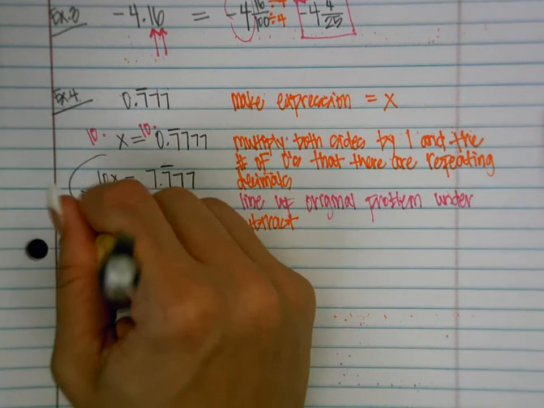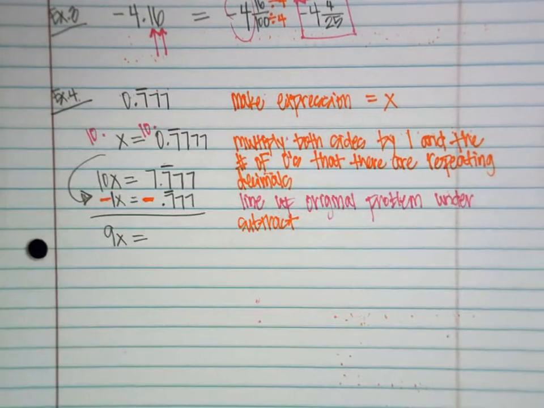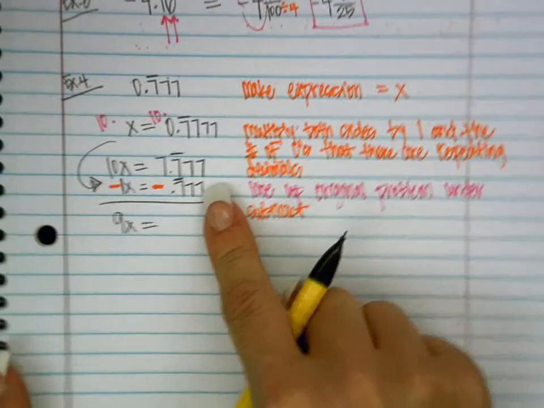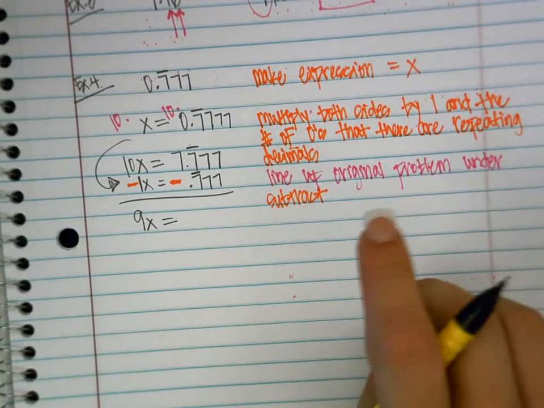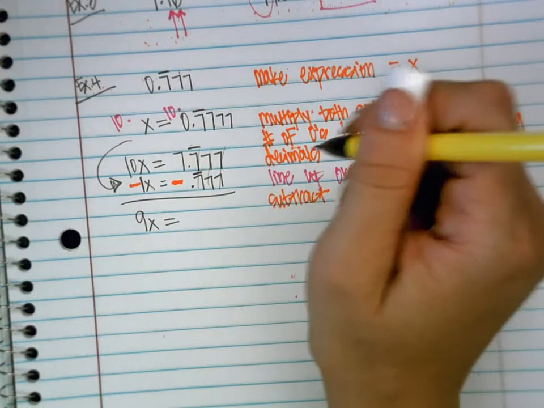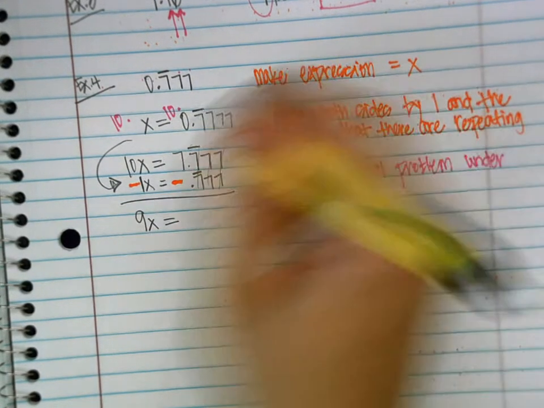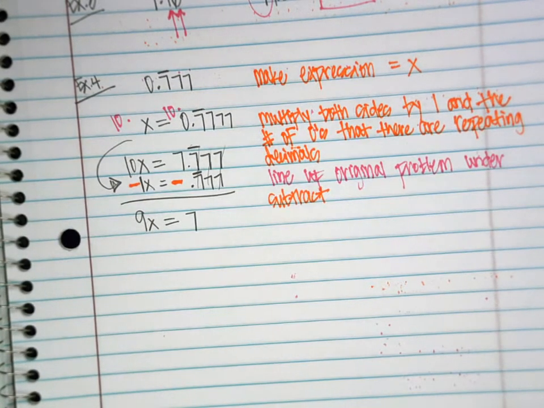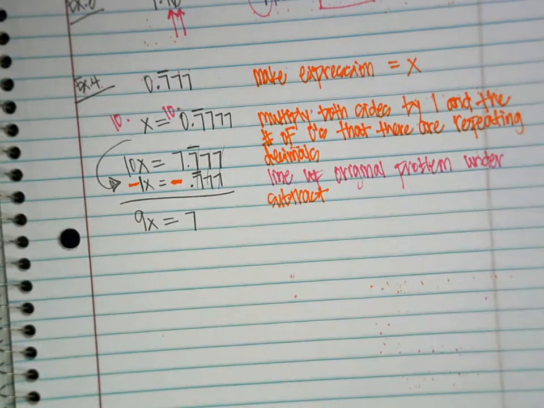9x equals, what happens here when you subtract? This goes away, this goes away, this goes away. What are you left with? Just a 7. So what I did here by multiplying and subtracting is I got rid of the repeats. Yes, Chantal.